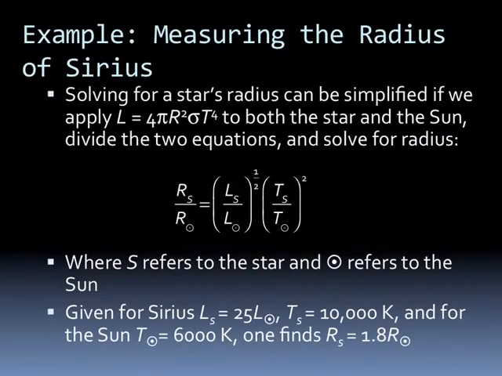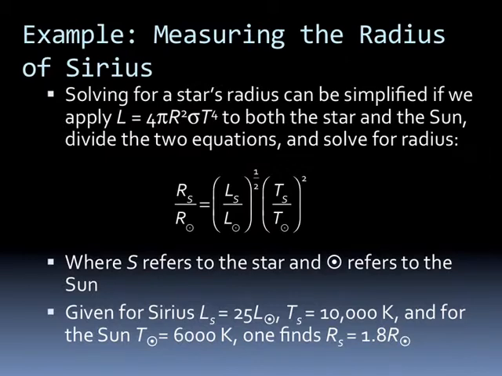So for example, the same star we were talking about before, Sirius, if we solve for the star's radius, it can be simplified if we apply this equation to both the star and the Sun. It's another thing that scientists like to do. Instead of having to solve each thing, we just take the equation for one, divide it by another, and we can get a relationship between things just by looking at ratios. And if you do, you can get this equation.